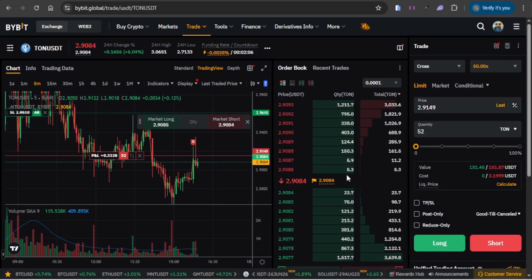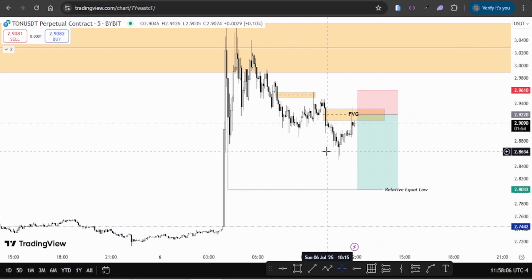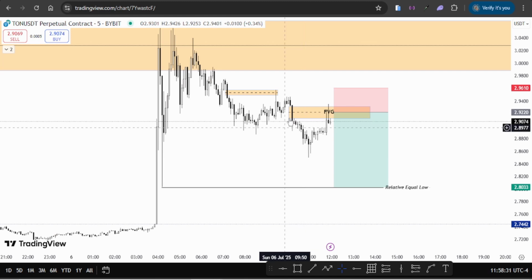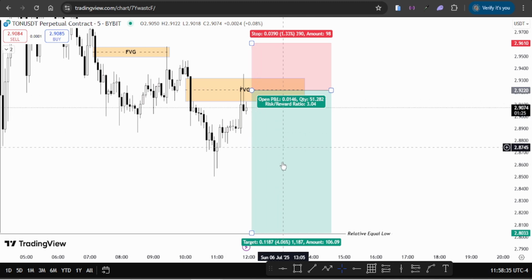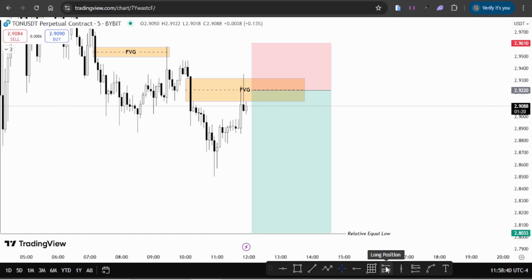So guys, as you can see, I have a position running on TON USDT and it is a sell position. I will show you on my chart. This is my position. I will also show you my thought process that I used to arrive at this short position. After you have your analysis done, you bring out your short position or long position tool. This is the long position tool, and this is the short position tool.